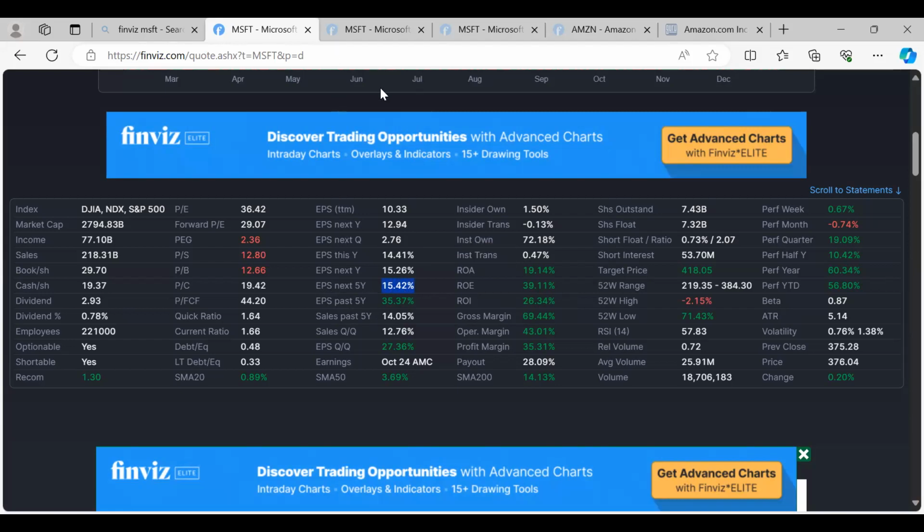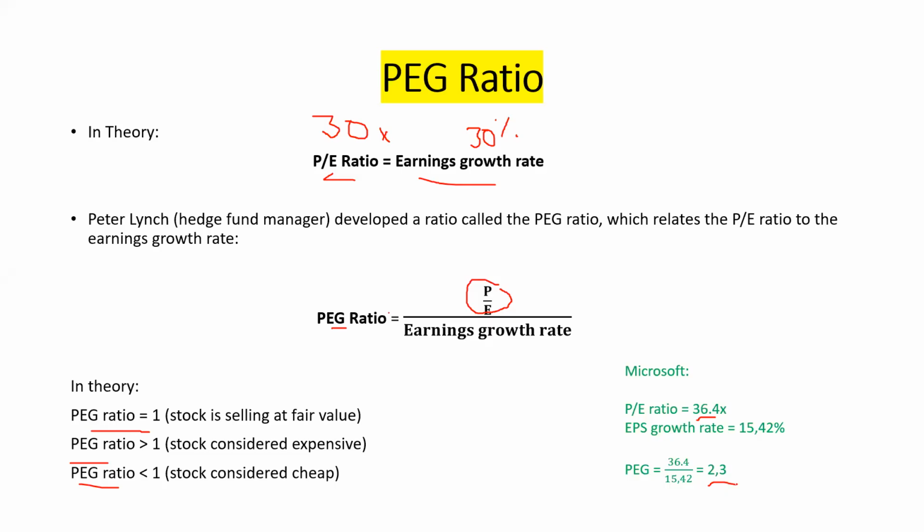We plug these figures in our equation and we get 2.3. So theoretically, Microsoft is currently expensive if you consider that it is selling at a PEG ratio of greater than 1. All right? I hope you guys got that.